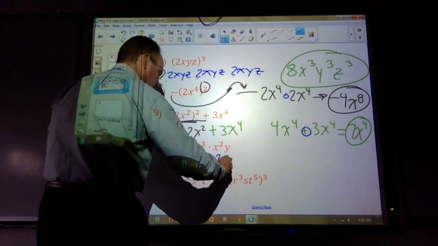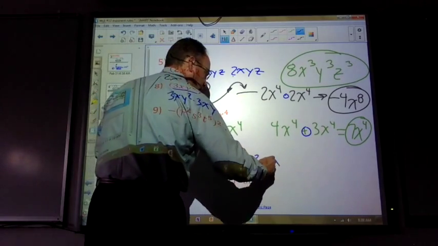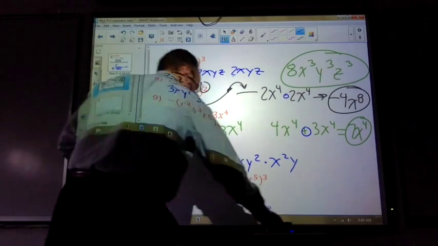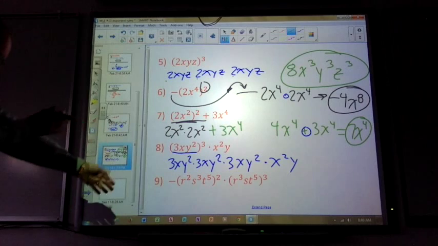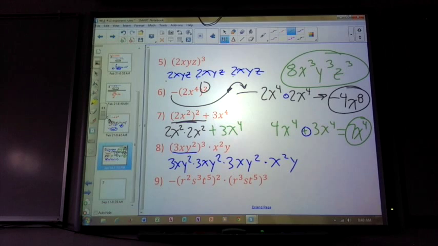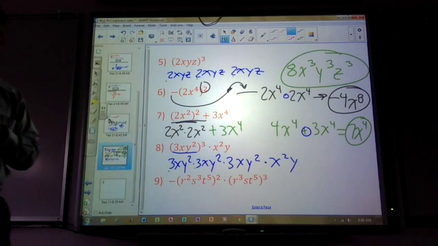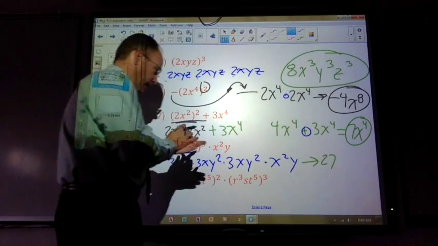3xy squared, 3xy squared, and then I'm going times that, times x squared y. Okay. All right, hang on. Let me change colors. Okay. We can do this. 3 times 3, Reese. 6. Yeah, I'm sorry, 9. So 3 times 3 is 9 times another 3. 9 times 3. Isn't that like 27? That is 27. Good. Okay. We're almost done.